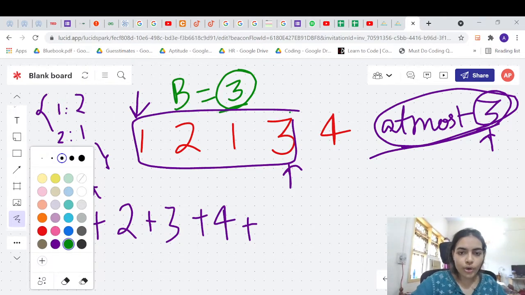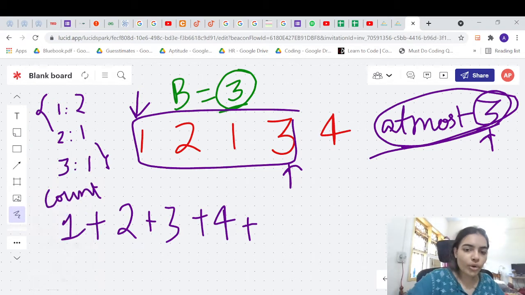You took 4 new subarrays. One is this subarray, this subarray, this subarray, and this subarray. You need not check those subarrays. You know that this will satisfy the condition. Okay? So we added the count 4.